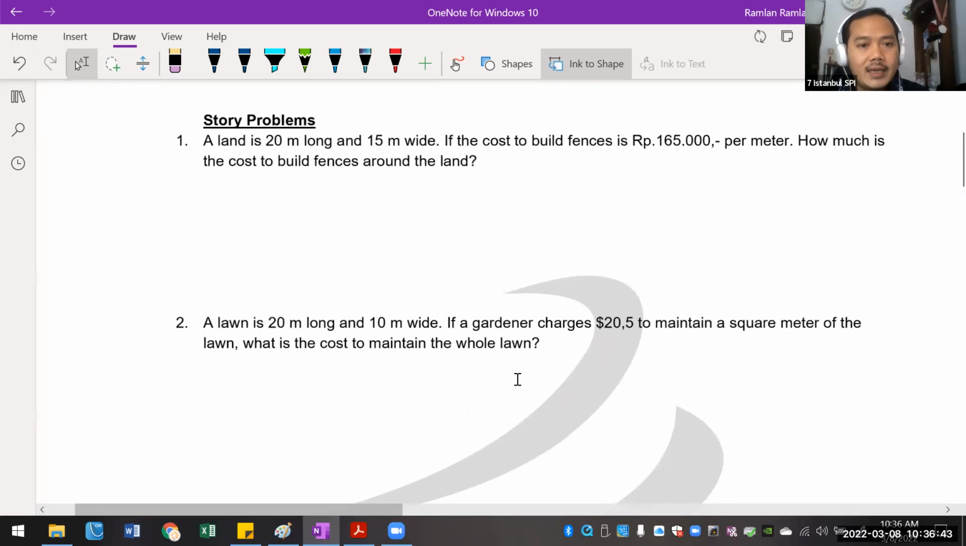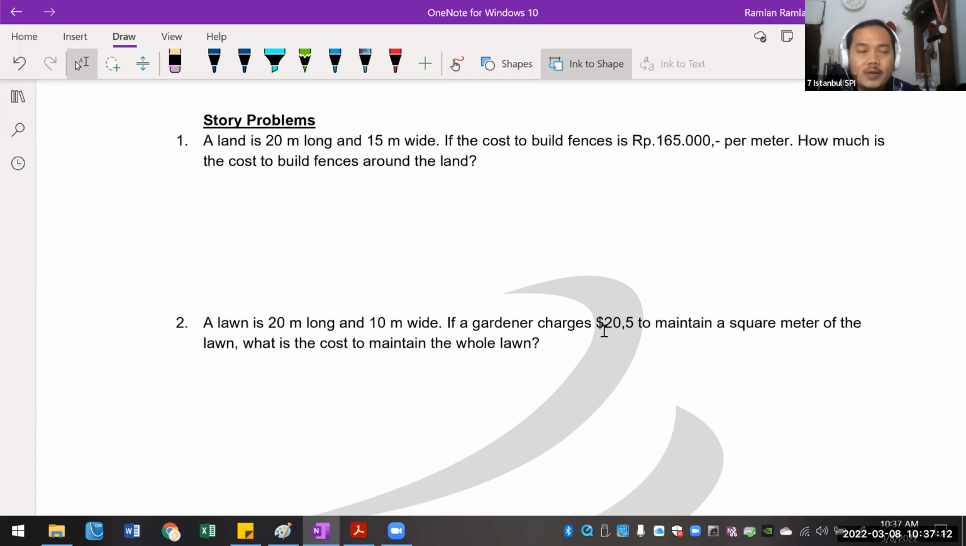A land is 20-meter long and 15-meter wide. If the cost to build fences is 165,000 rupiah per meter, how much is the cost to build fences around the land? Okay, so these are the questions that most likely 99% will come up in the quiz later on. So please pay attention to the solving of the question.